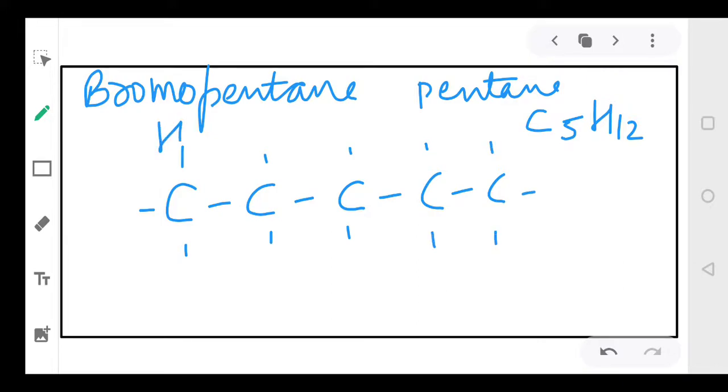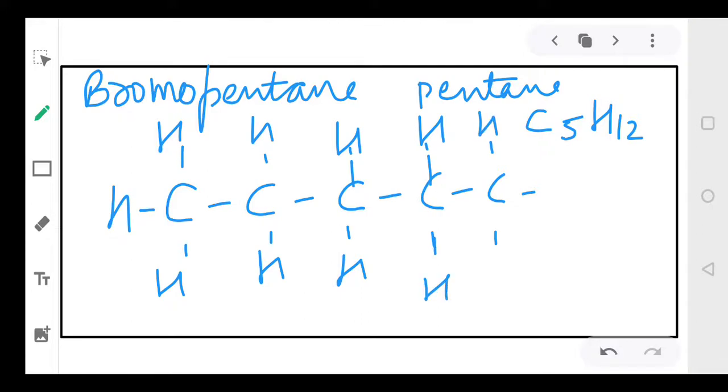Now write H everywhere because it is made up of carbon and hydrogen only. So it is a hydrocarbon. Right? Now one atom of hydrogen has to be replaced with bromine. So here you will have bromine. So now it is called bromopentane. Okay, now it will be called bromopentane.